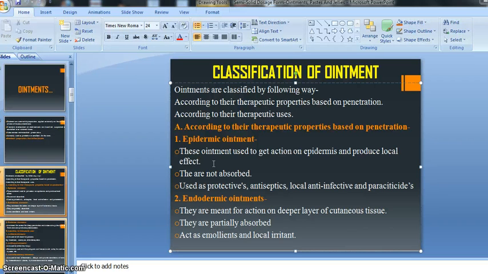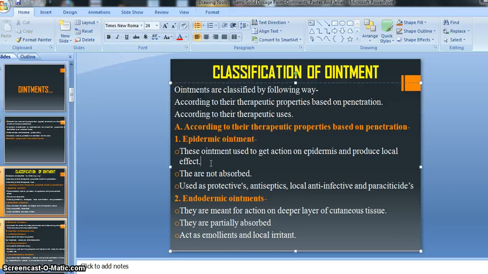That epidermic ointment gives an action on the epidermis or produces a local effect, right? Suppose we get itching or some infection on the skin of our hand, on the surface of our skin, then the epidermic ointment is prescribed by our doctor. So when we need to achieve an action on the epidermis, the epidermic ointment produces a local effect.